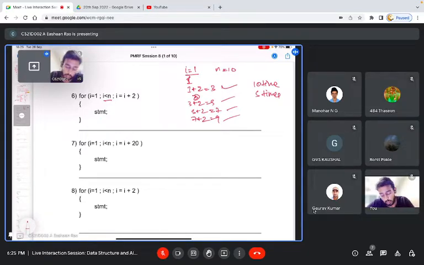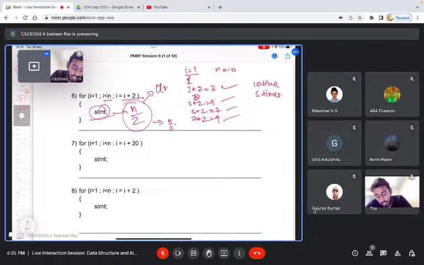So it is actually running for n by 2 times. If you are able to see, it doesn't actually matter whether it is increasing by 2 or 3 or 4. It will reduce the number of actual computations which the statement is going to run, but we should actually focus on the function. Since the function is still n by 2, we can approximate it as n.